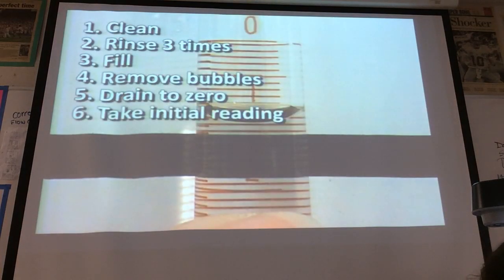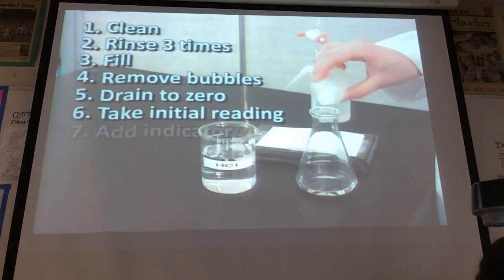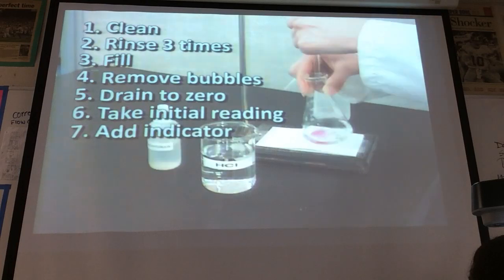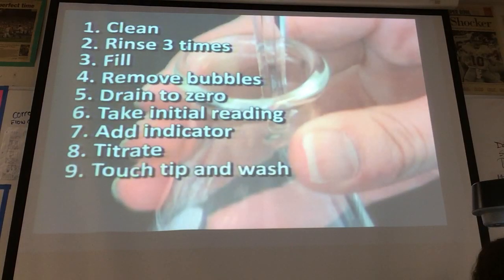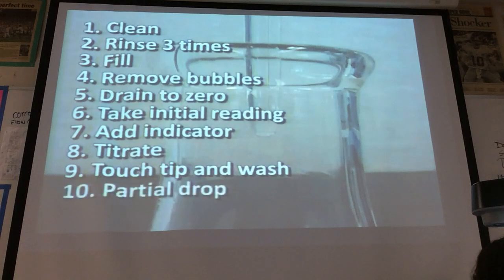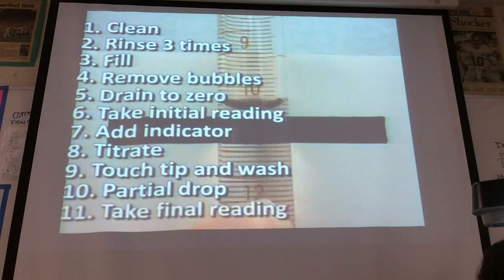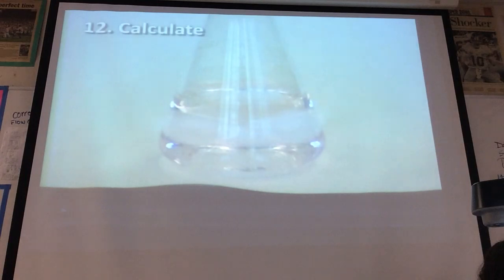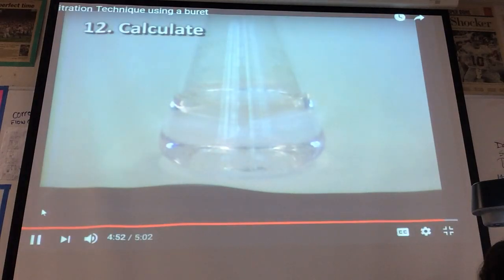Take initial reading. Add indicator to analyte. Titrate quickly at first, then one drop per second. Touch tip and wash sides of flask. Add partial drops and wash sides until endpoint is reached. Take final reading. Calculate your concentration. And that's what I'm going to show you right now.